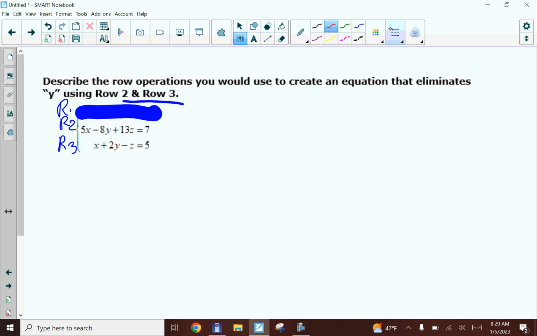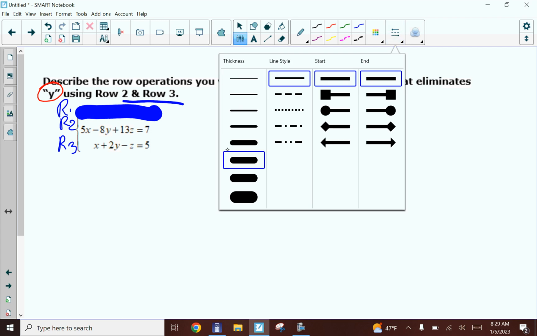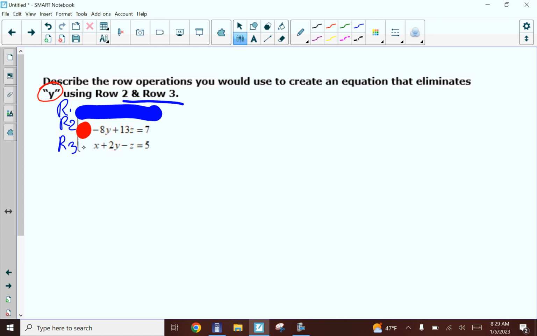Now this time, they do say, focus in on your y's. We want to get the y's to cancel. So that means if we want the y's to cancel, we can get rid of everything except for the y. So I don't need any of this stuff. I don't need any of this stuff and any of that stuff. So I have to try to use multiplication to get the y's to cancel.